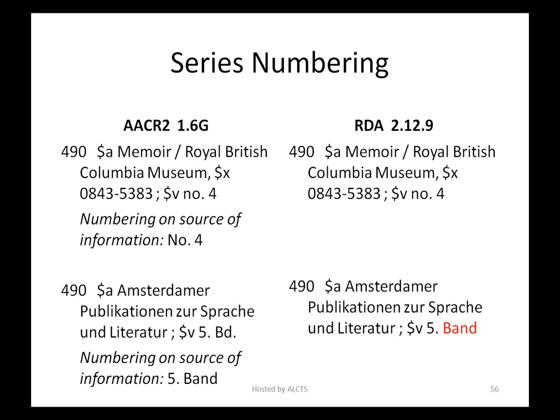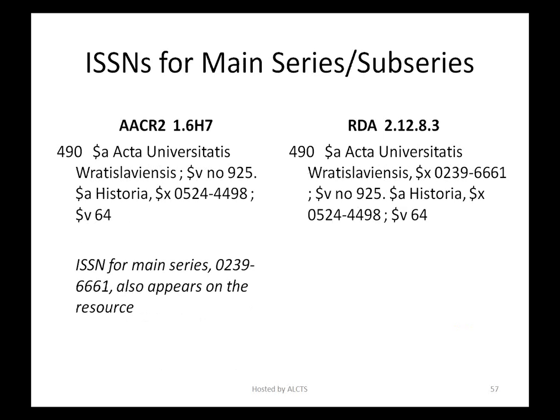And one other change has to do with ISSNs for main series, subseries. In AACR2, we were told if we had both, you only record the ISSN of the subseries. And in fact, in MARC, you had no way to record both of them. The subfield X was not repeatable in that 490 field. MARC has been changed in AACR because of RDA, so we are now told to record both of them.